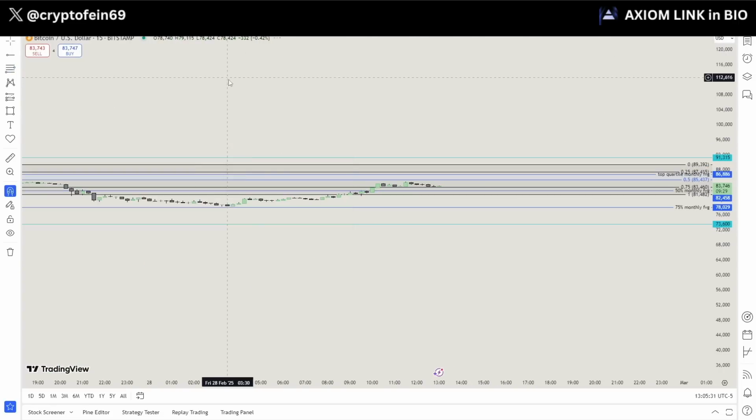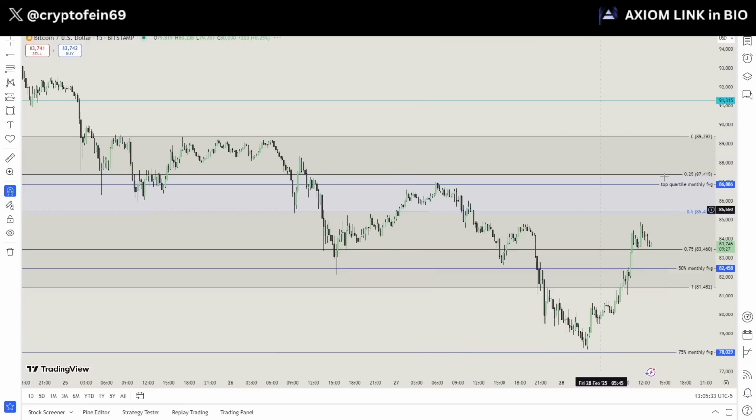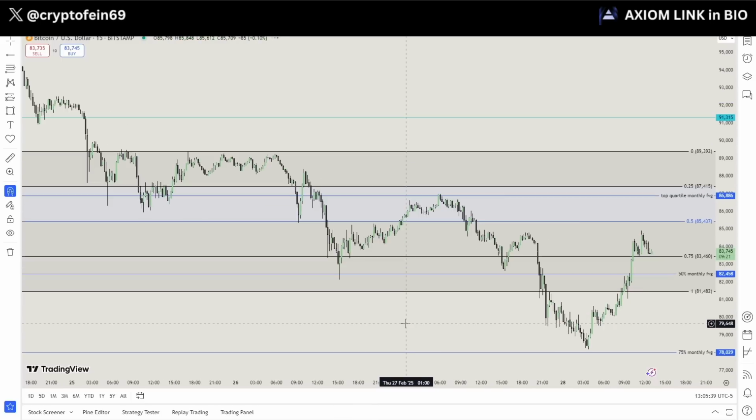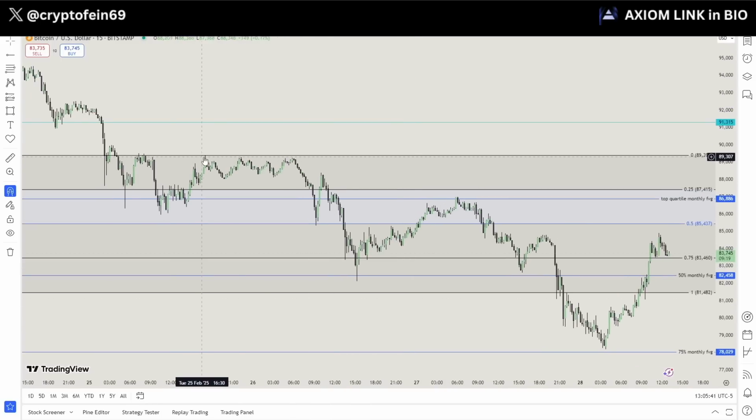Let's go to the 15 minute. So anything with the 0, 0.25, 0.5, 0.75, and 1 is the weekly level. Well, guess what? Let's see what happened. Look, the very top. This is the 0, right? So this is the weekly fair value gap. Look, the very top. Oh, we tap it. We tap it. We tap it. And guess what happens? We reject.